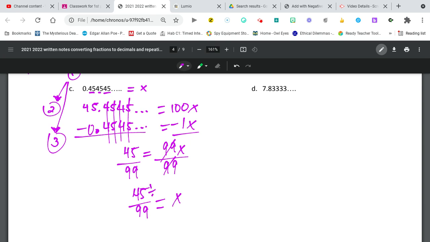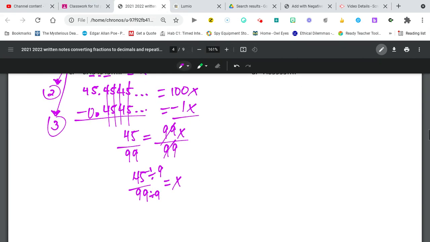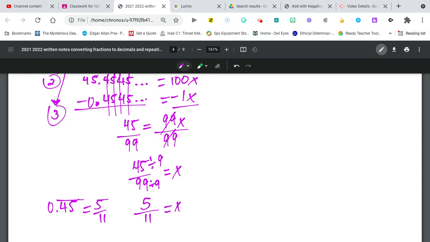I'm going to divide both by 5. I'm going to divide both by 9 because 5 won't go into 99, folks. I'm sorry about that. 45 divided by 9 is 5, and 99 divided by 9 is 11. So basically, this repeating decimal is 5/11. Excuse me. That's all you do.